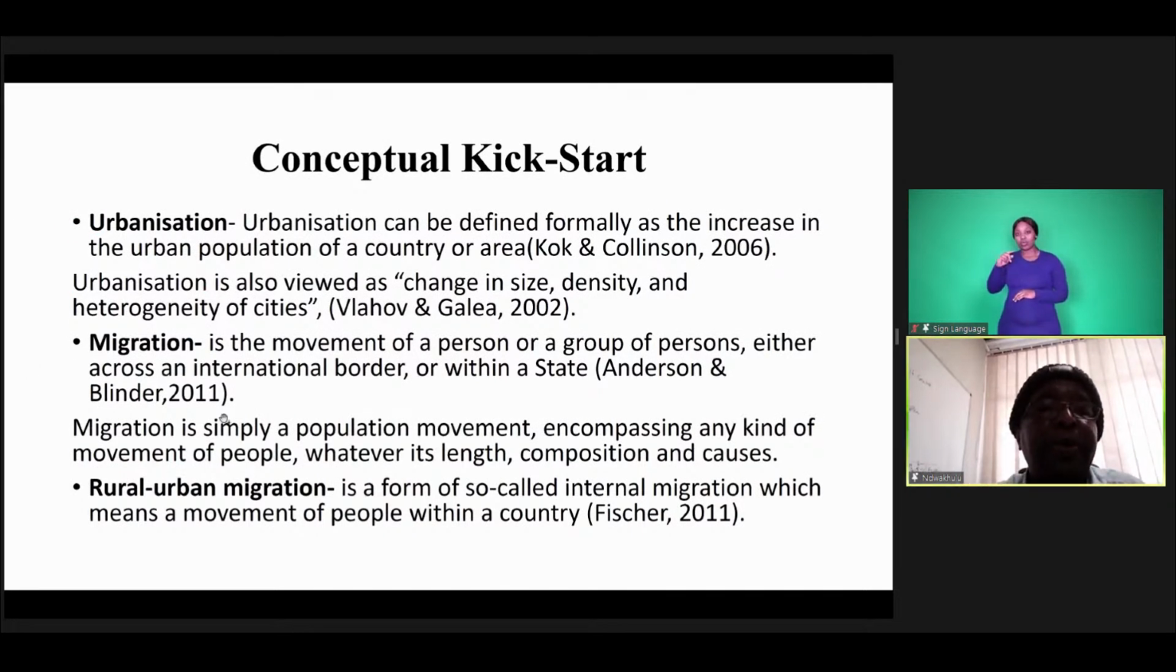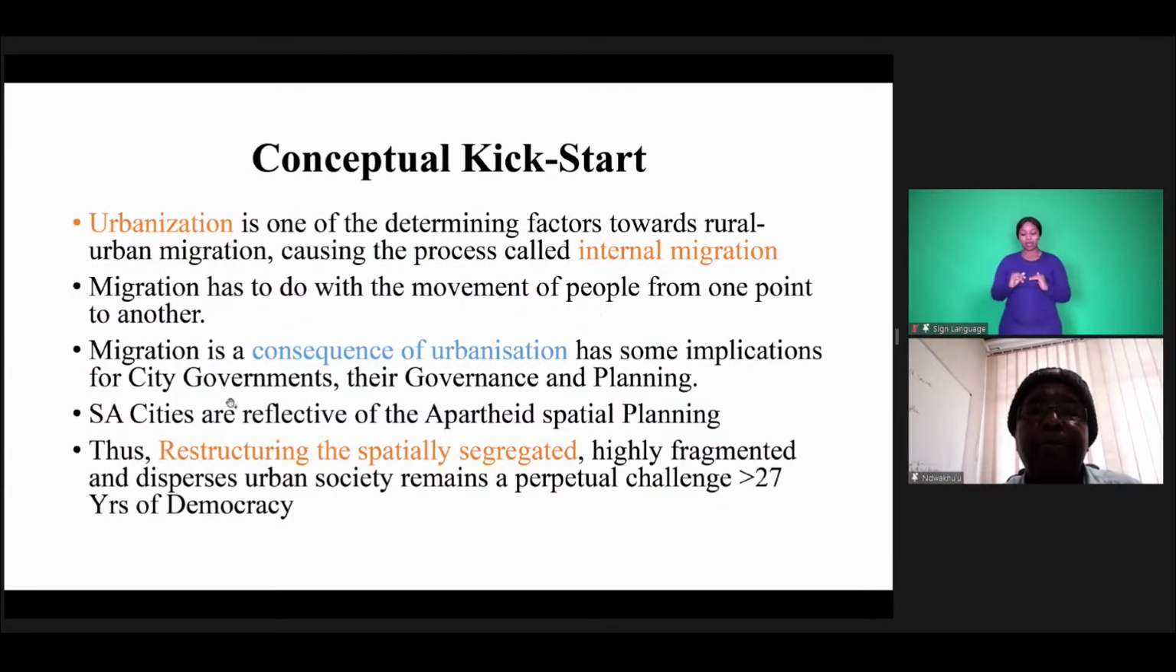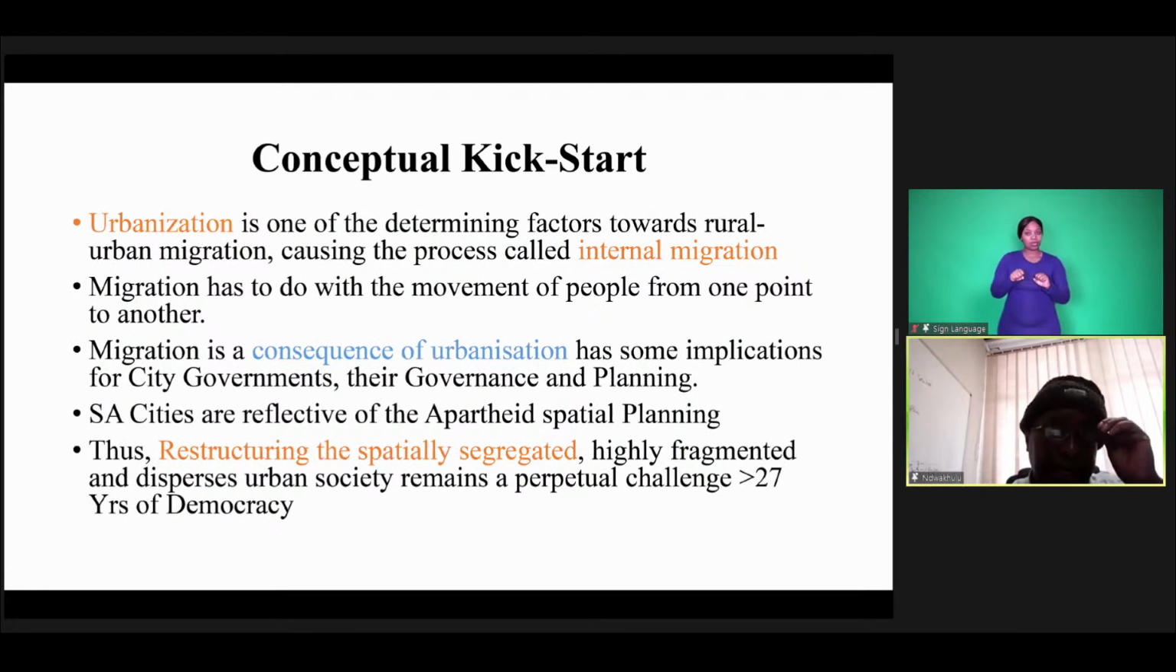I'm on the slide on the conceptual kickstart, the one below rural urban. Okay, we have that one. We can see conceptual kickstart. Oh, yes, I can see that one.